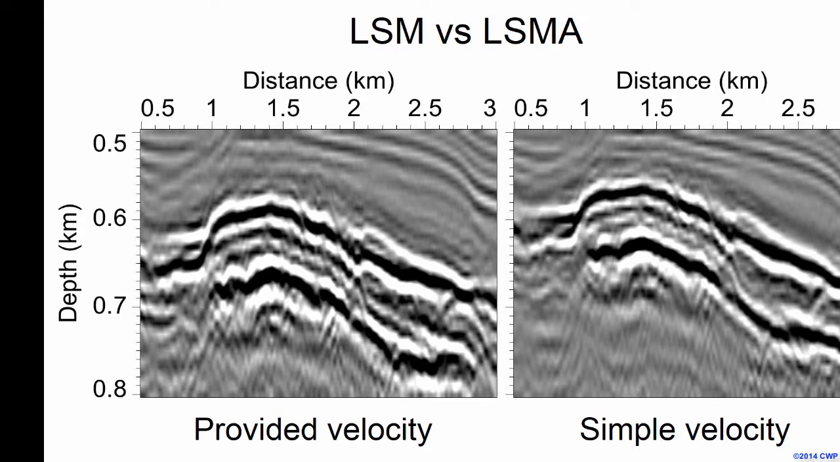And now zooming in again on the area enclosed in the yellow boxes. On the left is least squares for the provided velocity. On the right is amplitude only for the simple velocity. And now we see the same features in both images, but these features differ in depth.